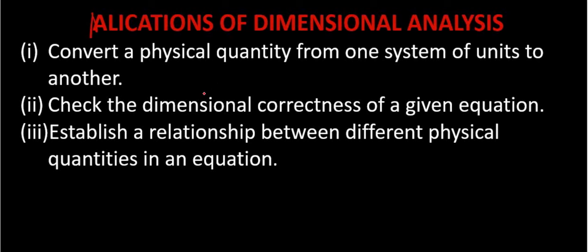The second one is that it checks the dimensional correctness of a given equation. So it checks if the equation is correct or if it's wrong. The third one is that it establishes a relationship between different physical quantities in an equation. Among the three, we will concentrate on the second, where we'll be checking the dimensional correctness of a given equation. That is the one that we'll be looking at.